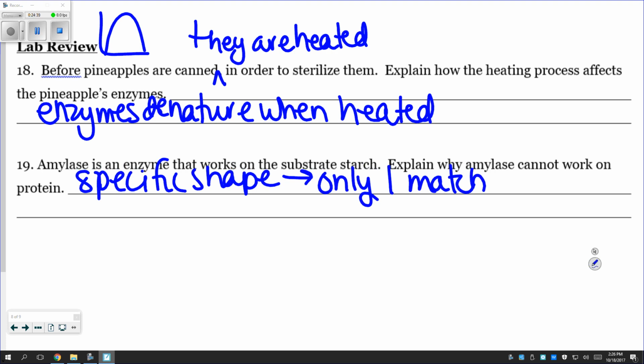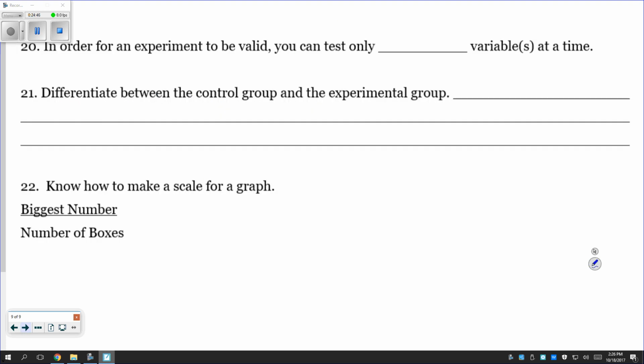And the very last part actually wants us to review, going way back to our last unit. It says, in order for an experiment to be valid, you can only test blank variables at a time. You can only test one variable, right? Only one thing at a time. You can't change multiple factors.